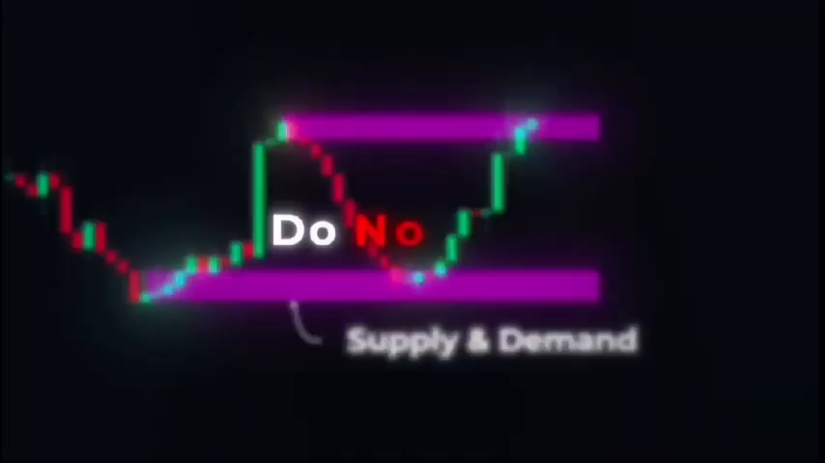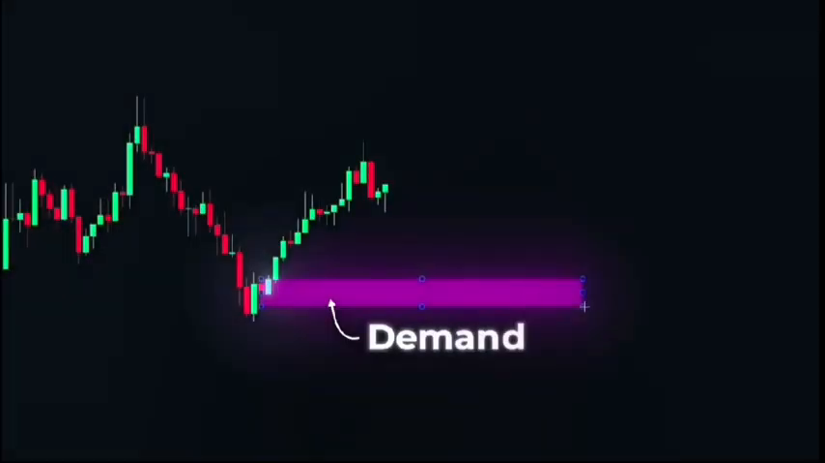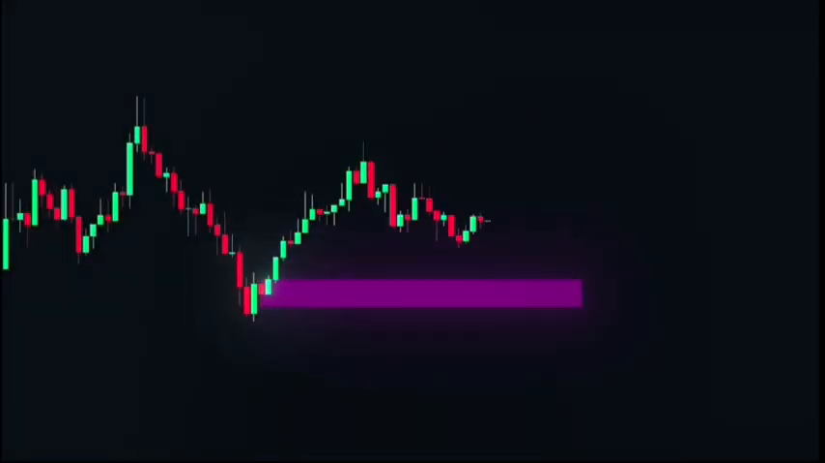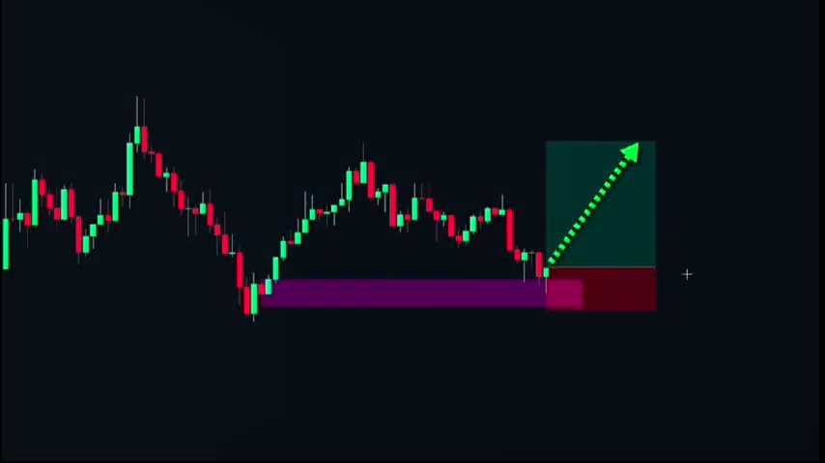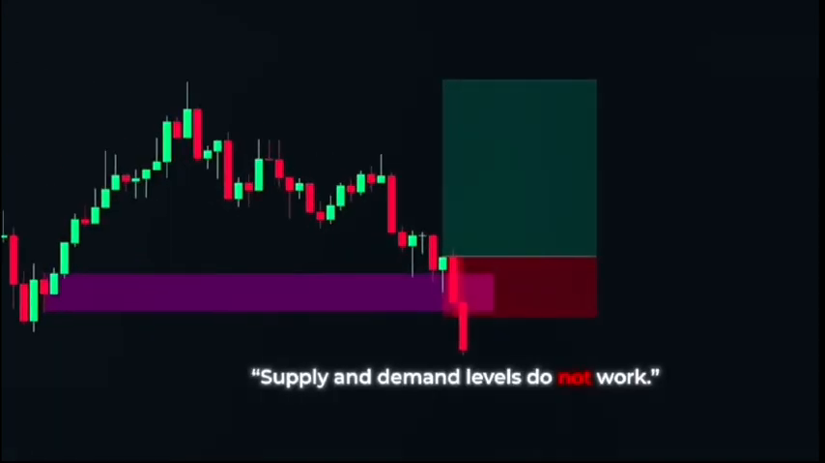Supply and demand trading does not work. I'm sure you've marked a supply or demand level before. You waited for price to touch the level, and once it does, you enter a trade and expect it to bounce. But instead of bouncing, price breaks right through, hitting your stop loss. Then you think, supply and demand levels do not work.